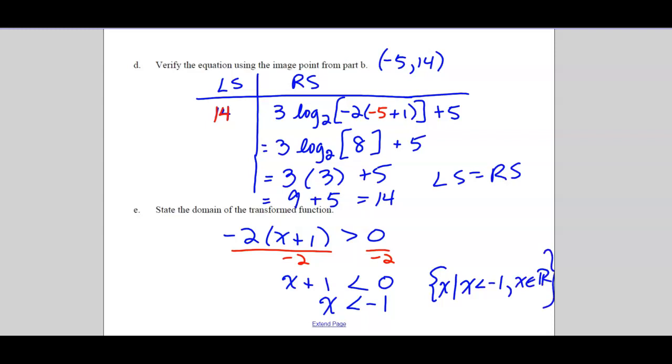If we think about the transformations, the vertical stretch doesn't change the domain. It starts as x greater than 0. Horizontal stretch doesn't do it. Reflecting makes x greater than 0 now x less than 0. Then we're going to the left 1, so now x is less than -1. So you can use transformations. This just says state. I showed work, but you don't have to.